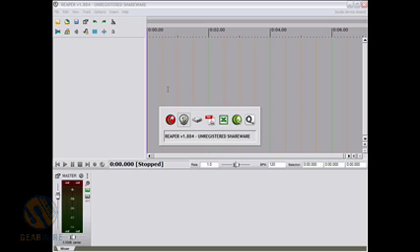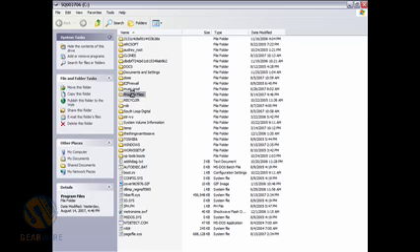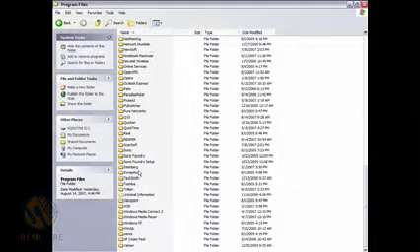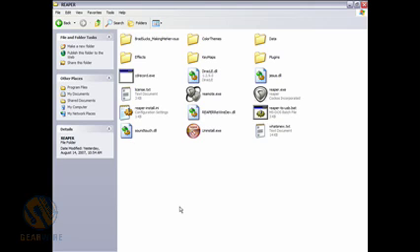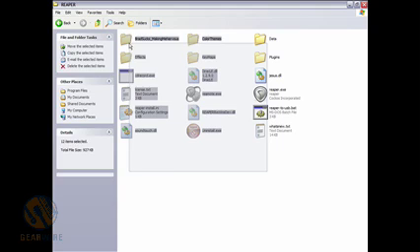Well, by default, Reaper actually installs to the C drive, Program Files, Reaper. So let's take a look there and see what we find. This is the entirety of what is necessary to get Reaper happening.